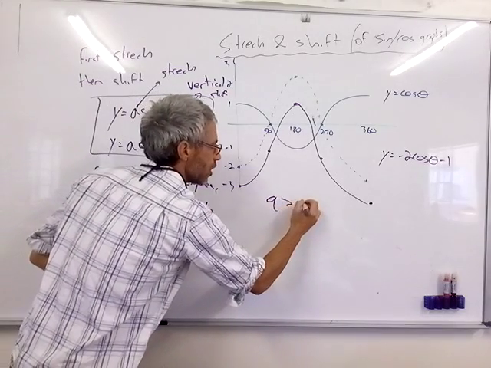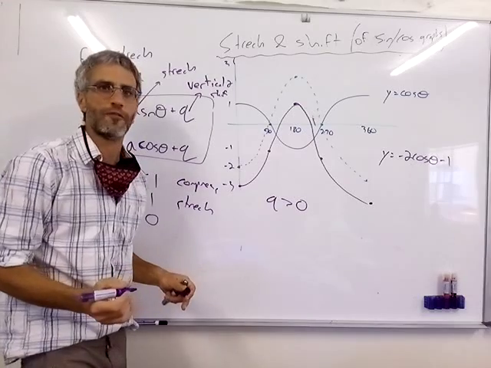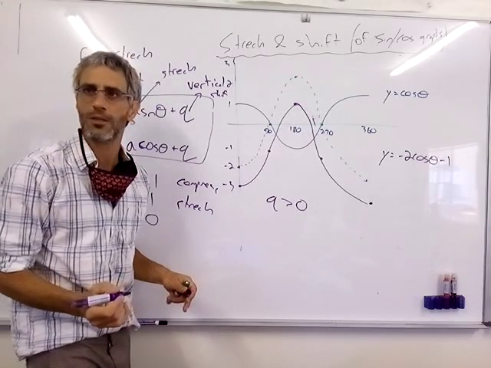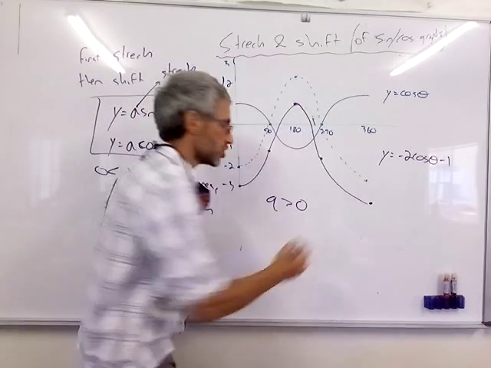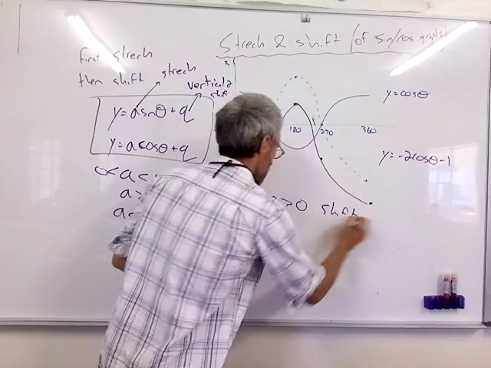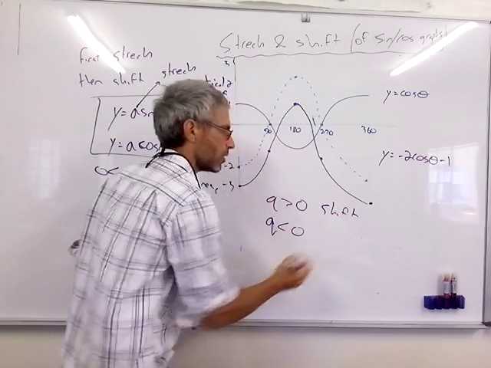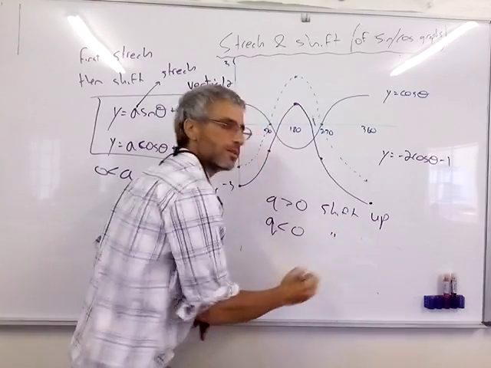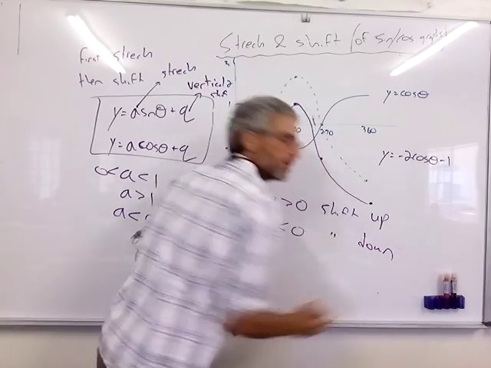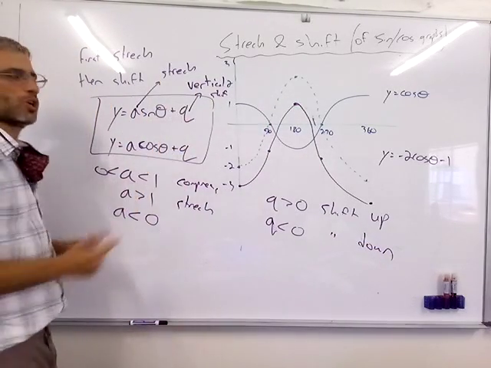But never mind that. Let's look at Q. When Q is larger than 0, it's a shift. In which direction? Shift up. If Q is smaller than 0, it's shift down. So this is all the equation we're going to work on.